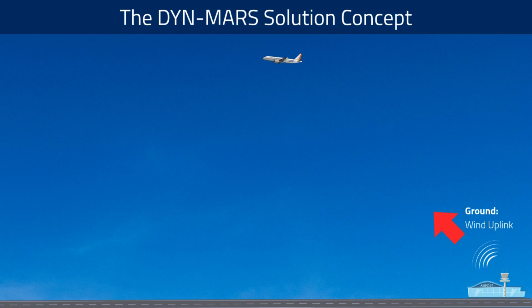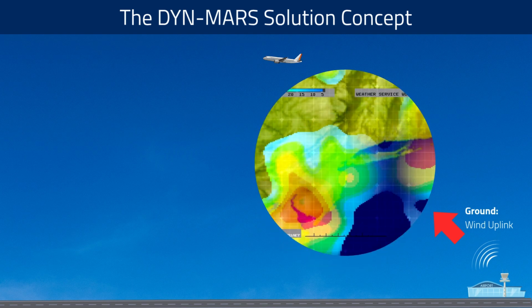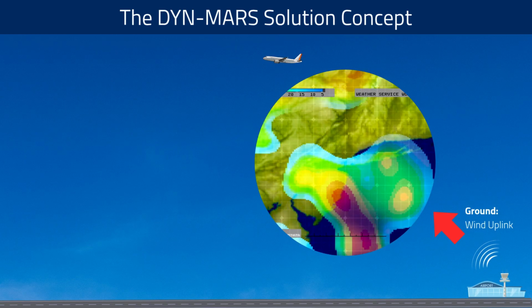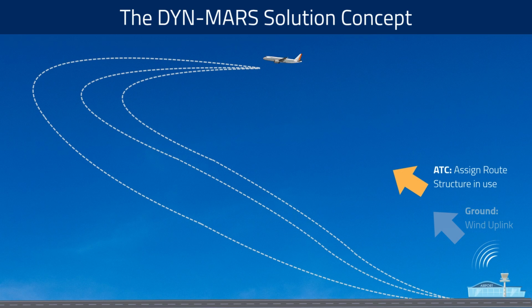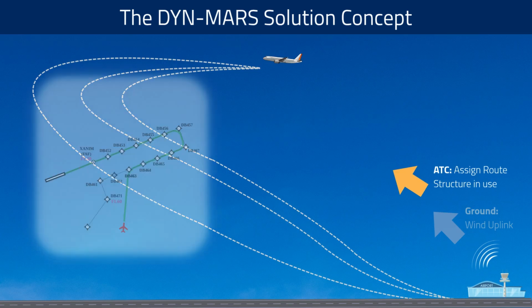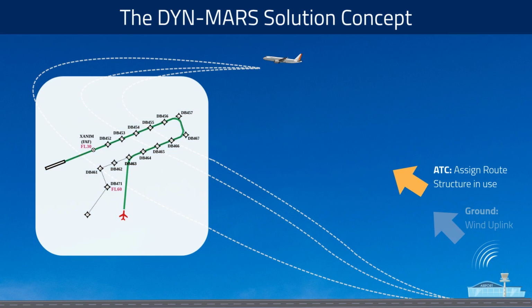Accurate wind data is essential for computing an optimal descent profile. To support this, high-resolution weather model data is uplinked to the aircraft's FMS. In the next step, Air Traffic Control (ATC) selects the currently active arrival route from the predefined set of available route structures and assigns this route to the aircraft.